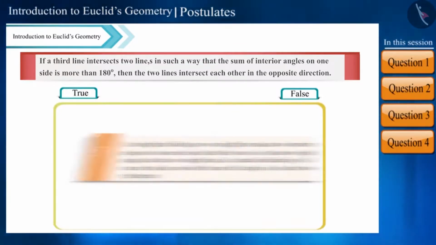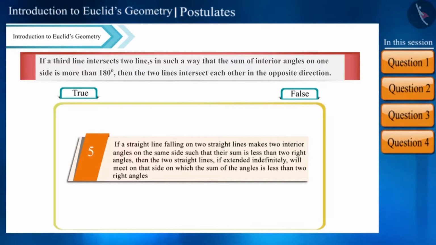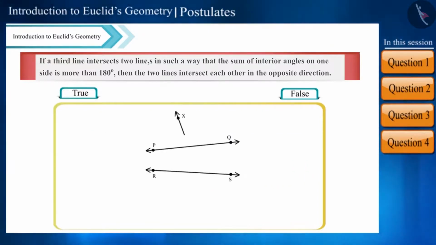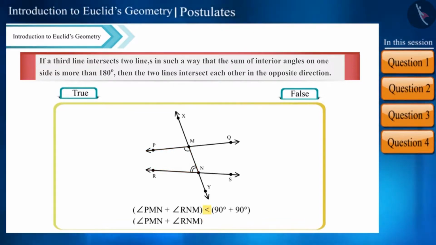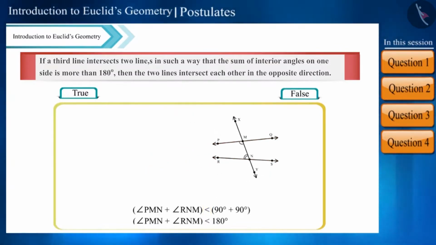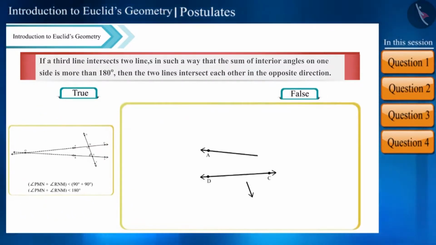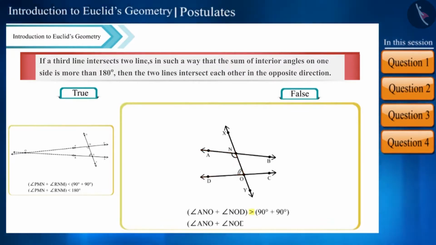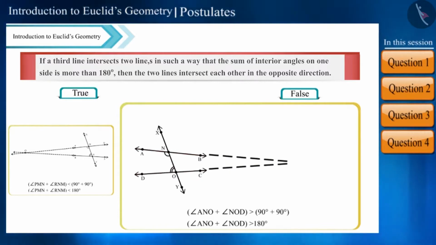Friends, this statement is Euclid's fifth postulate given in a different form. If the sum of interior angles on any one side is less than 180 degrees, that is, less than the sum of two right angles, then these lines will intersect on the same side. Similarly, if the angle sum is more than 180 degrees, the sum of interior angles on the other side will be less than 180 degrees, and the lines will intersect each other on that side. Therefore, the given statement is true.